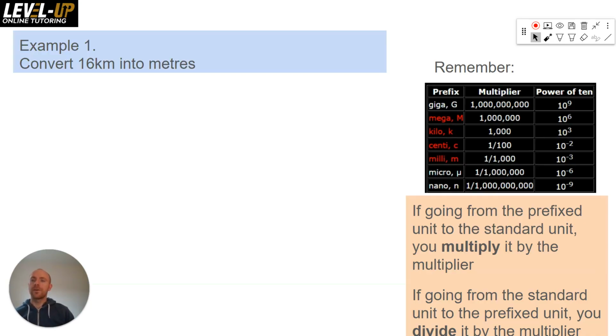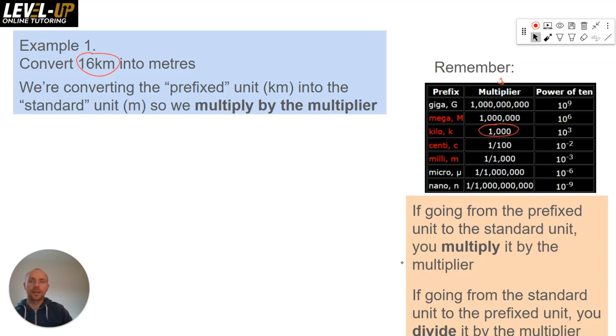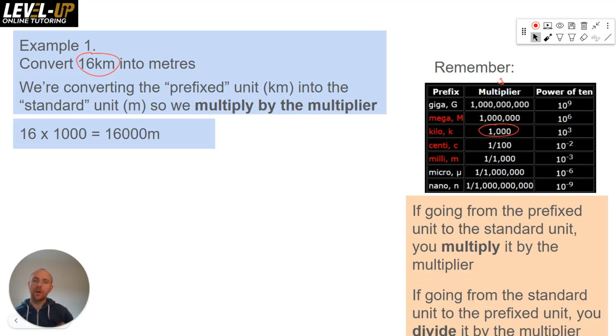So some examples, converting 16 kilometers into meters. Here we have a prefixed number, a prefixed quantity, a distance. We want to turn it into a non-prefixed one, and the rule is that if we're turning it from a prefix to a standard unit, then we are going to multiply it by the multiplier. The multiplier in this case is 1,000 for kilo. So we're going to multiply 16 by 1,000 and we get 16,000 meters. Hopefully a fairly straightforward one.